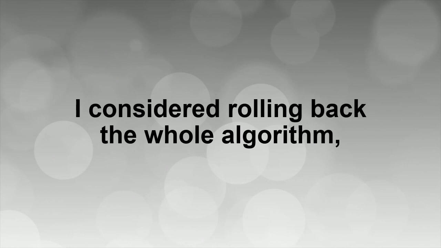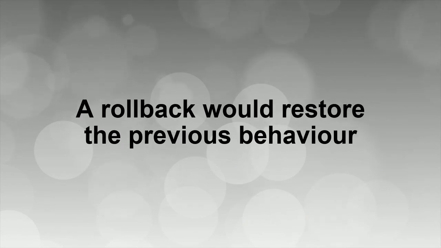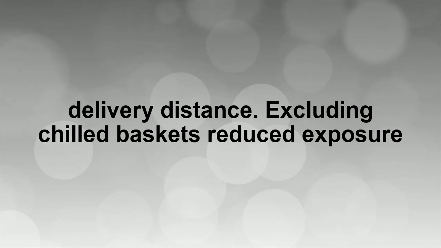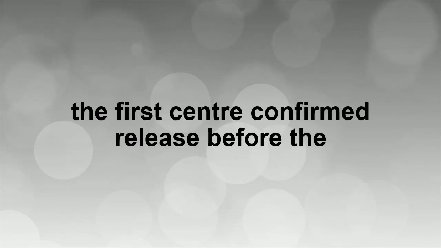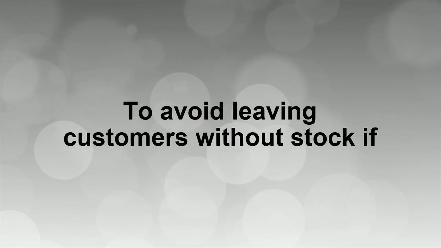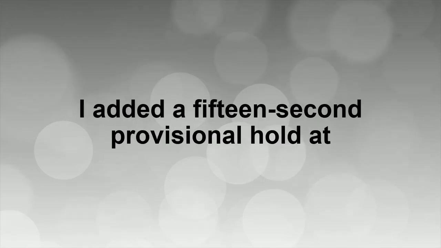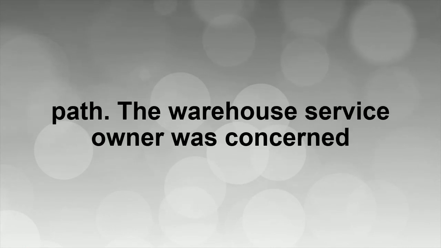I considered rolling back the whole algorithm, excluding chilled baskets, or changing reservation order. A rollback would restore the previous behavior but add about 1.6 kilometers to average delivery distance. Excluding chilled baskets reduced exposure but preserved the hidden sequencing defect. I chose to change the flow so the first center confirmed release before the second reservation became firm. To avoid leaving customers without stock if release succeeded but the new reservation failed, I added a 15-second provisional hold at the second center and an idempotent recovery path.